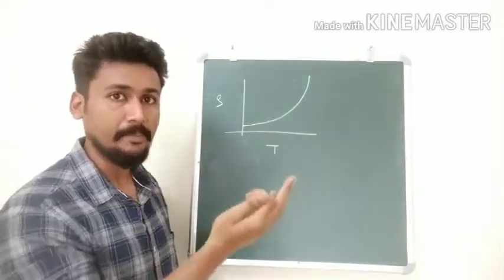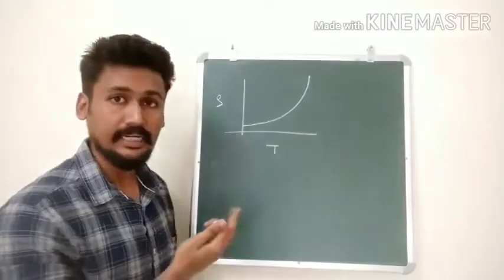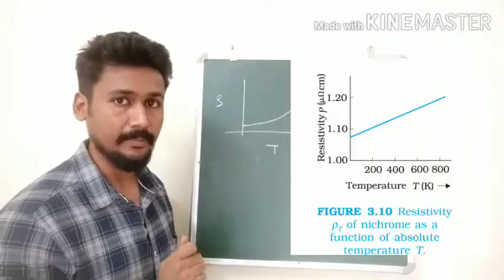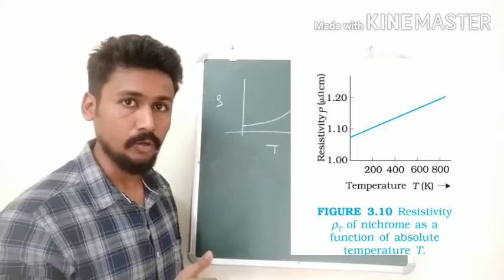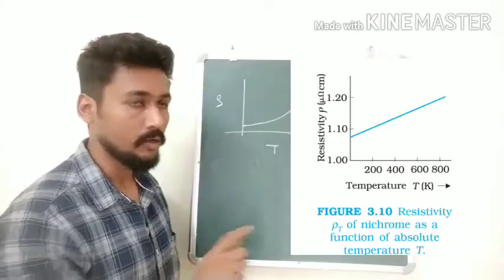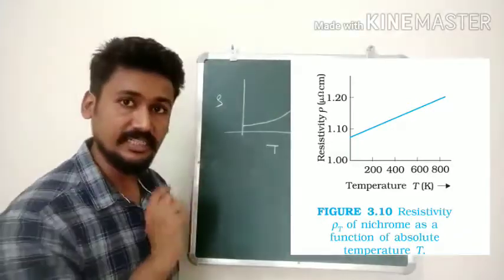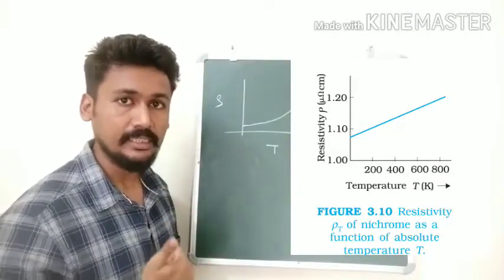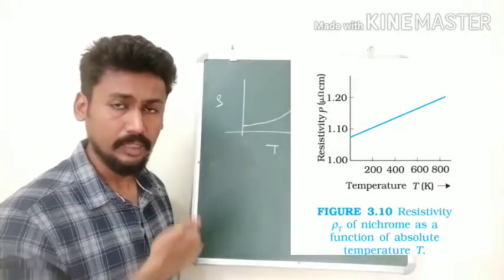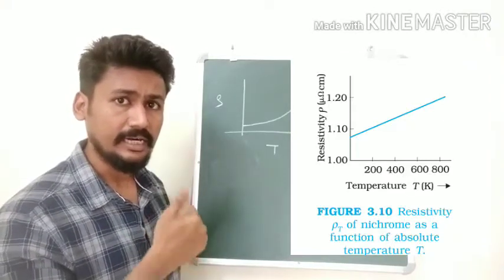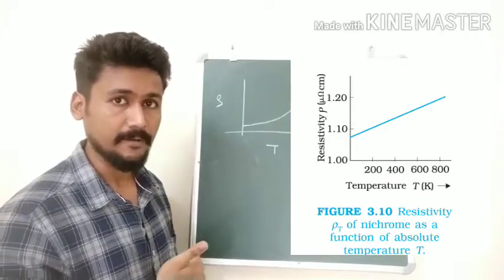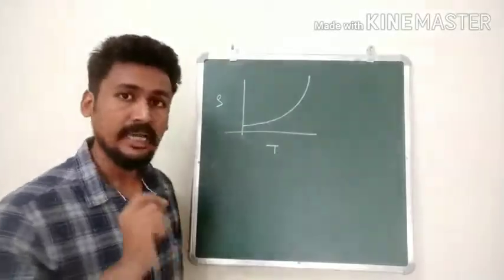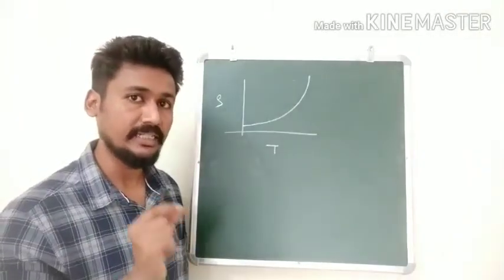At high temperatures, you can see for some conductors, it will actually be a straight line. For example, in the case of nichrome and platinum, the graph of resistivity versus temperature is a very nice straight line. Here are the diagrams. These are the graphs of resistivity versus temperature, and this relation helps us to understand the temperature dependence.